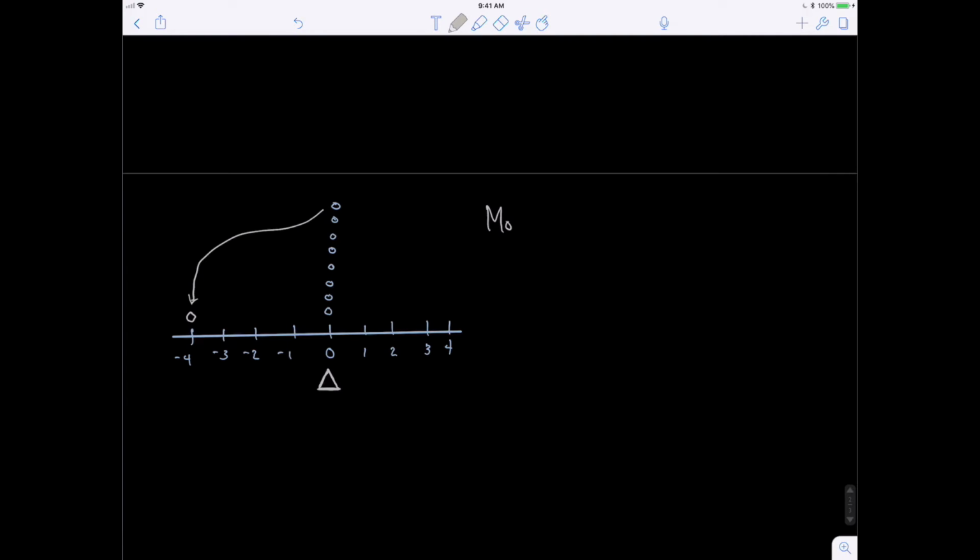Move 2 dots so that the mean stays at 0. All right. Well, here we go.